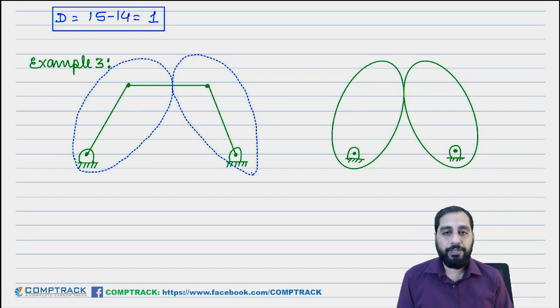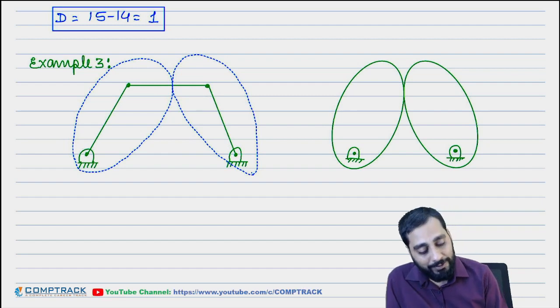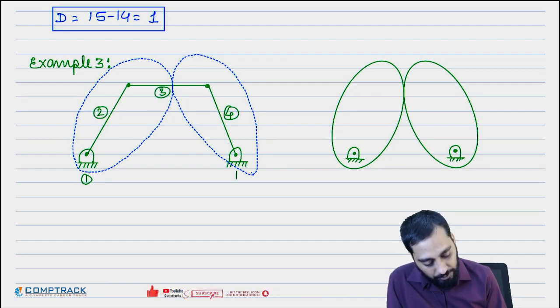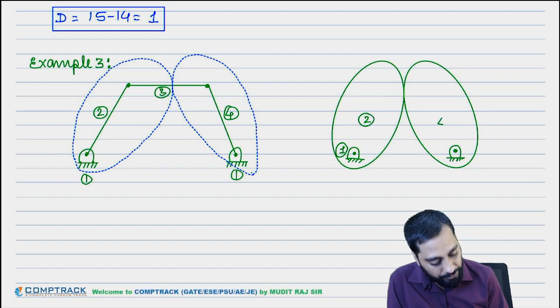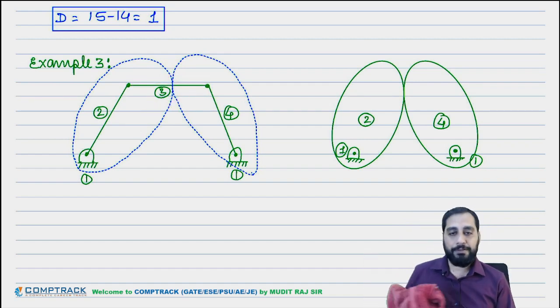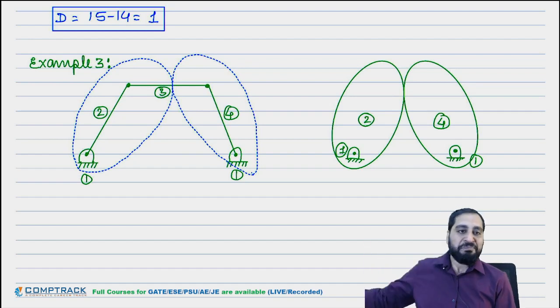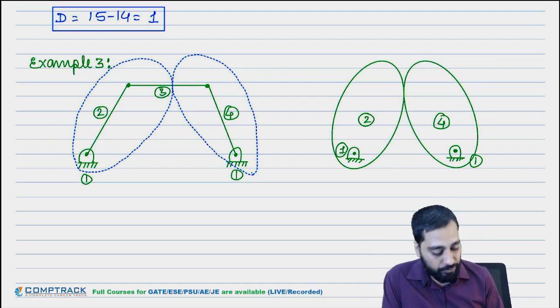Like this. Okay. So totally one link is replaced. This was link 1, this was link 2, this was link 3, this was link 4, this was link 1. So link 1 is here, link 2 is here, link 4 is here, and link 1 is here. So totally this link, the third link, is replaced by the cam pair. Yes or no? So this is how.